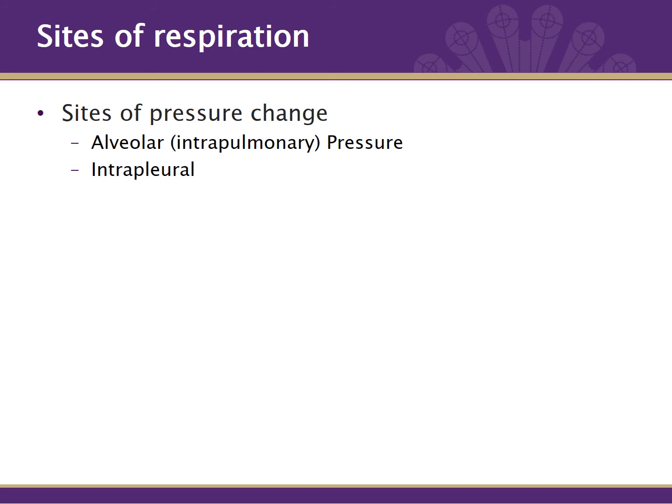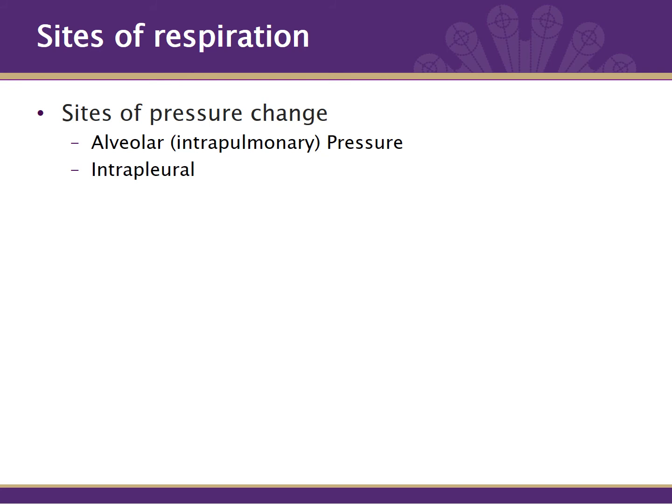Alveolar or intrapulmonary pressure is pressure within the alveoli. As space in the cavity increases, the pressure here drops. Negative pressure in comparison to atmospheric pressure, or there is less pressure here than outside of the body. When we start our respiration cycle by expanding the thoracic cavity, the amount of pressure drops about 3 millimeters of mercury.